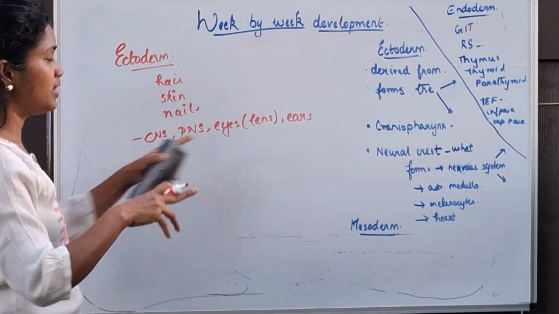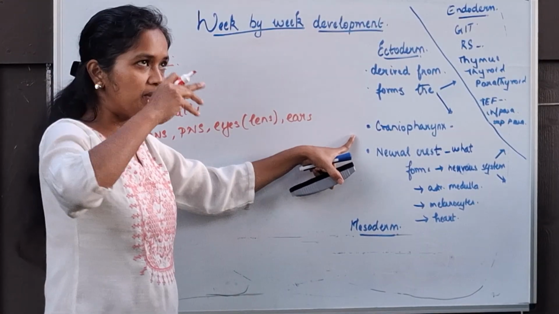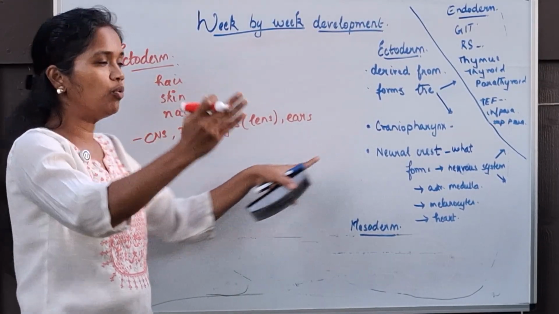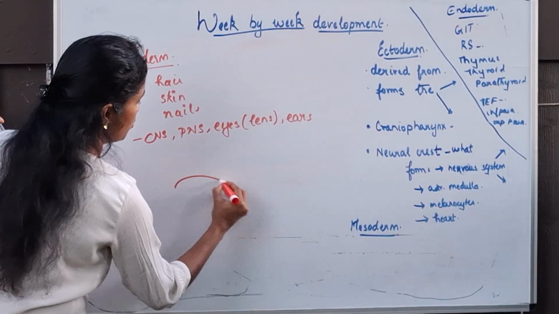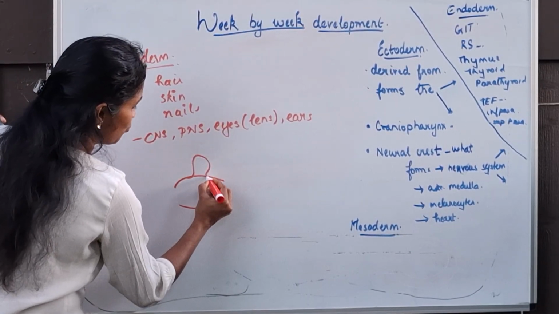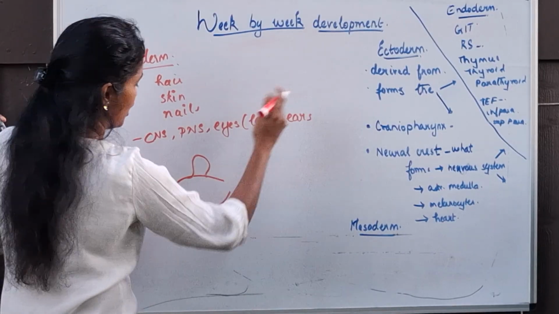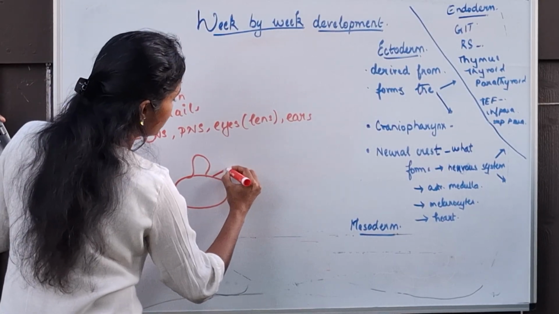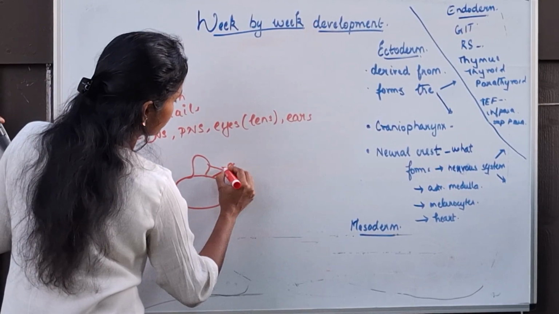In addition to it, the craniopharynx, which is an outpouching of the primitive oral cavity. So if this is the primitive oral cavity, then the outpouching of the primitive oral cavity is the craniopharynx. So therefore, that is also formed from ectoderm.